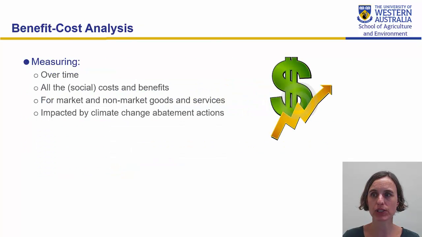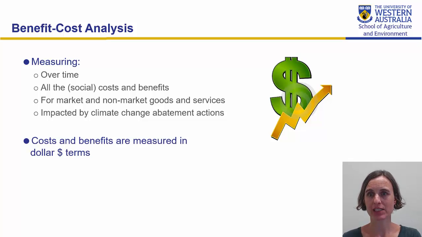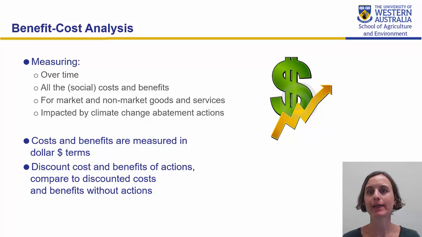So to summarize, in a benefit cost analysis, we estimate over time all the social costs and benefits that arise from taking actions to avoid climate change or to protect ourselves from climate change. All these costs and benefits are estimated in dollar terms because that gives us one unit of measurement to compare. And we discount future impacts and then compare the discounted net benefit with action against the discounted net benefits of the status quo, the business as usual scenario.